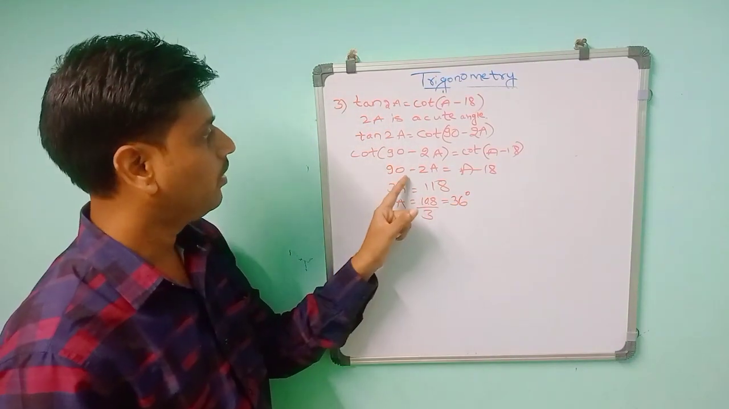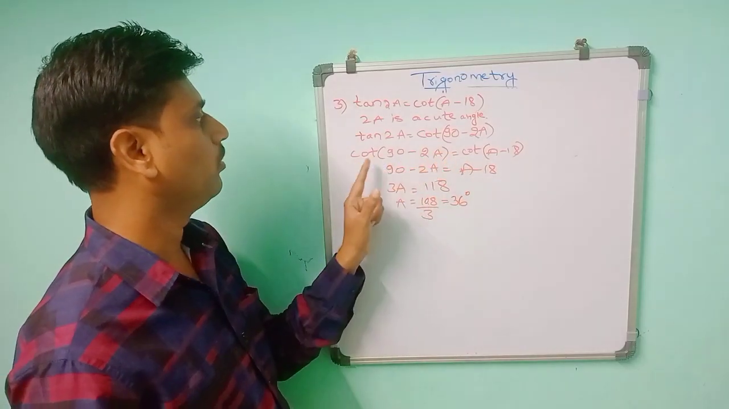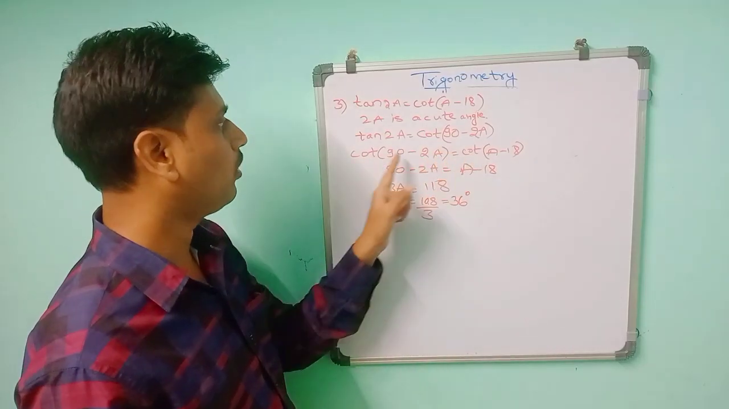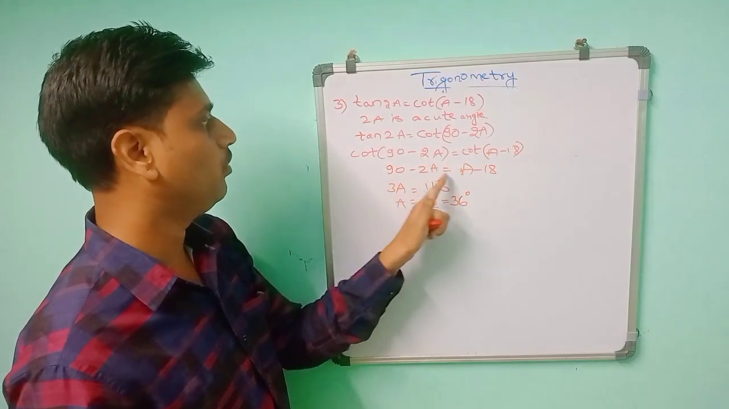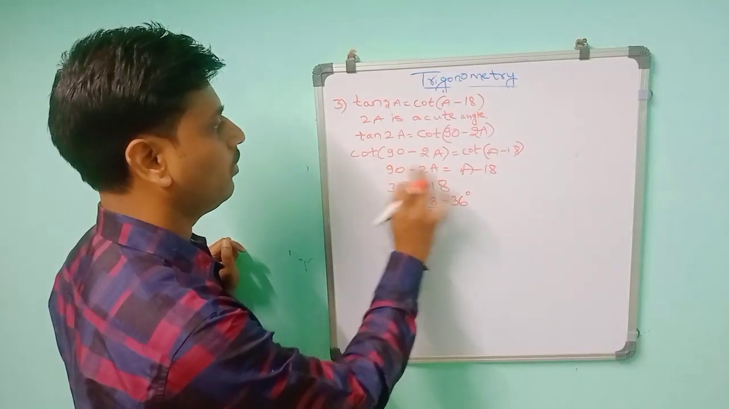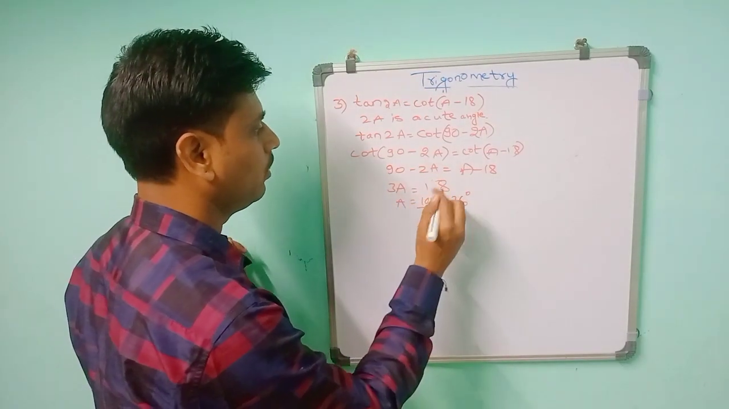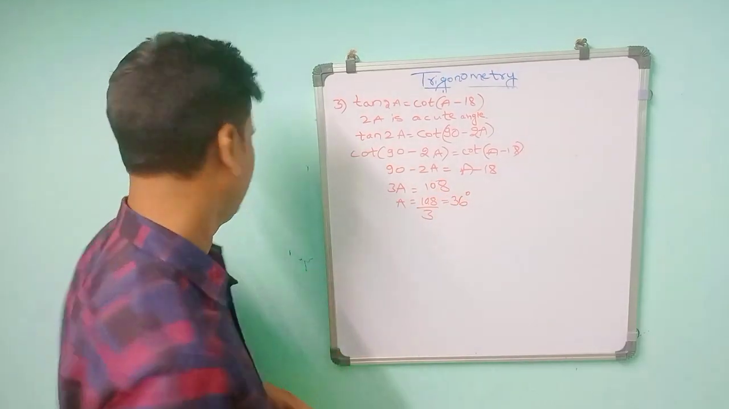Now we can equate these two when they are both in the same trigonometric ratio. So it is cot, it is also cot. So cot of 90 minus 2a is equal to cot of a minus 18. These two are acute angles, so equate them: 90 minus 2a is equal to a minus 18. This 2a will come to this side, so it will become 3a. 90 plus 18 is 108. So a value will be 36 degree.